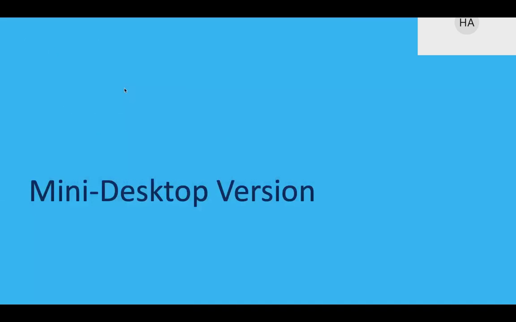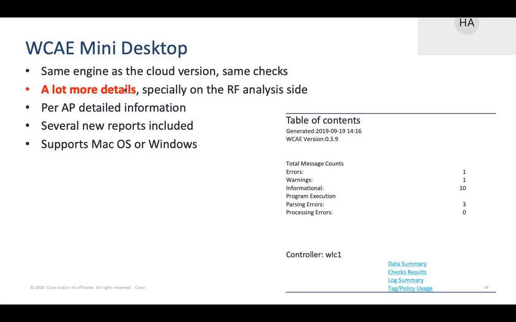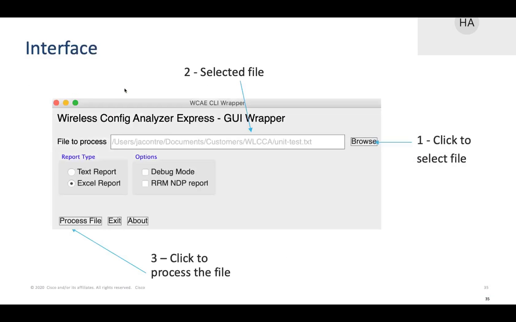Okay, moving forward. The desktop version is very similar. If you download from the DevNet link, you will get a mini application where you can select the file and run it, and you will get an Excel file where you can see all of the results. More specifically, it will run the same checks as the cloud, just you will get all of the details per AP. We support Mac and Windows, so it's multi-platform, and this is more or less how it looks in order to do the processing.